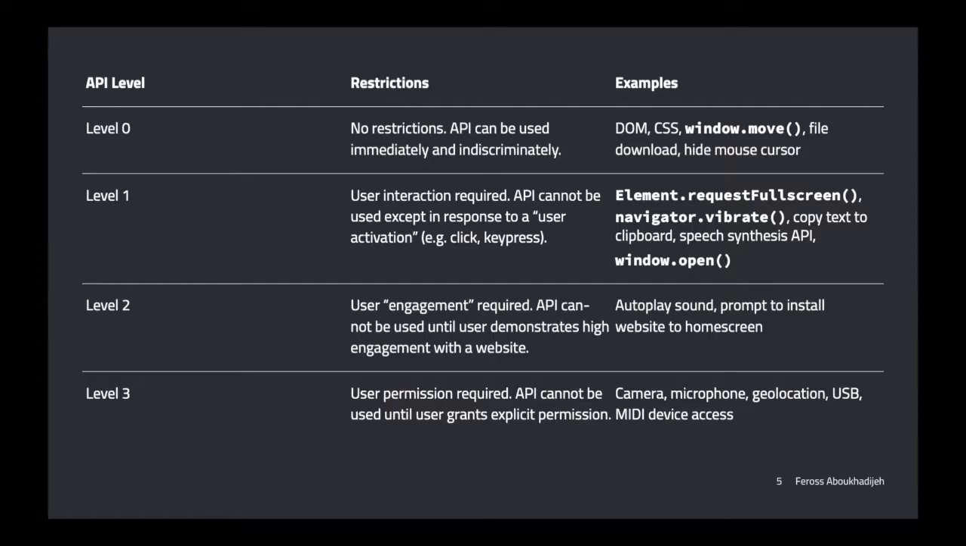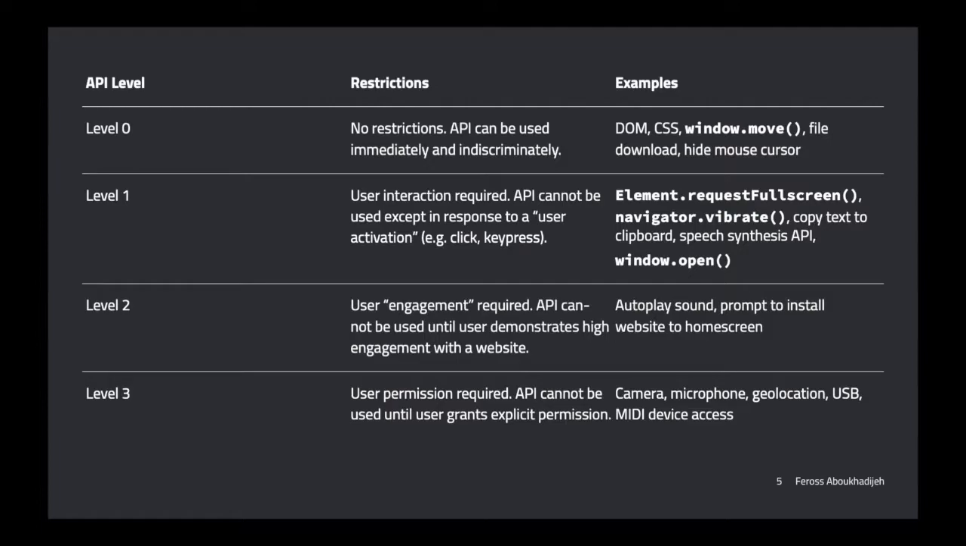So one thing that's useful when thinking about these kinds of things is to put the different APIs that the browser gives you into different levels. There are certain APIs that you can just use right away without any restrictions. That would be stuff like anything in the DOM. So if you want to create a new DOM node, or, apparently, you can move windows around without the user interacting. You can trigger file downloads. You can hide the mouse cursor. So these are all things you can do immediately when a user arrives on your site.